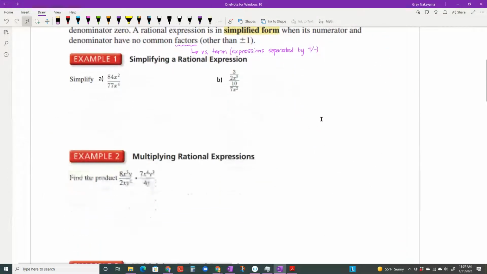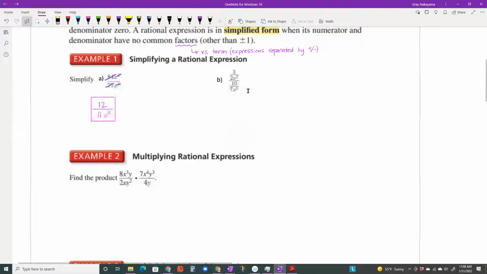So let's look at what we have. Looking at this first problem, we have 84x squared over 77x to the fourth. Okay, y'all, you've done this before, so keep in mind there are no plus or minus in this, so it's just straight up simplifying. 84 and 77 have a common factor of 7, and there are more x's on the bottom, so how many more? There are 2 more, so I would generally, if I'm doing the work, do that. And my answer is going to be 12 over 11 because 84 divided by 7 is 12, and 77 divided by 7 is 11.